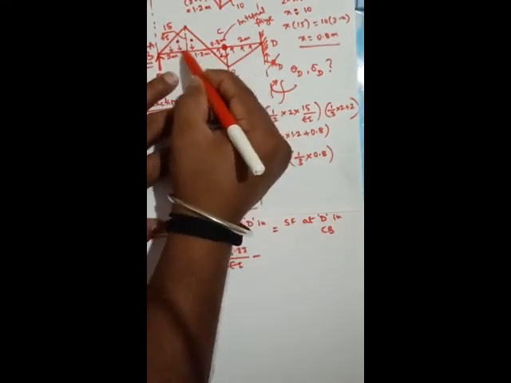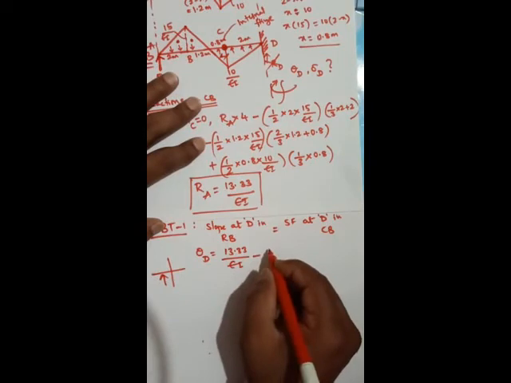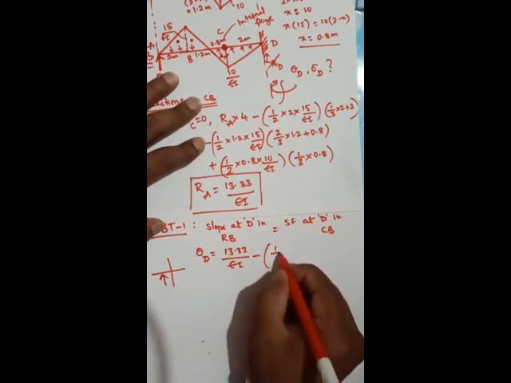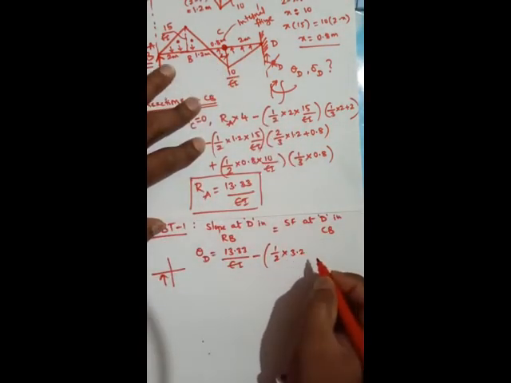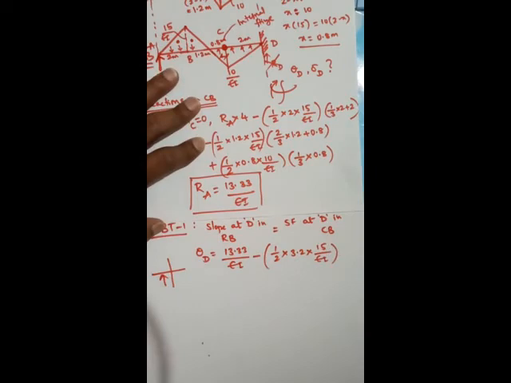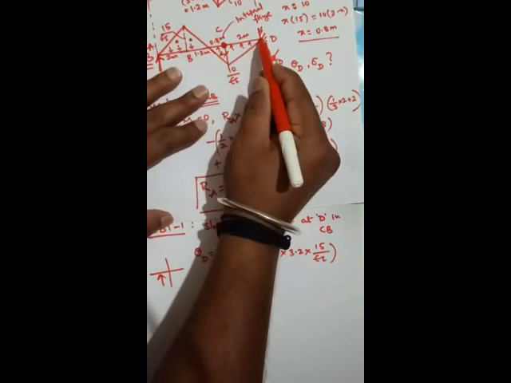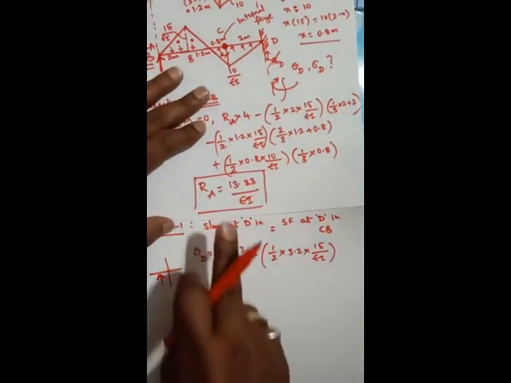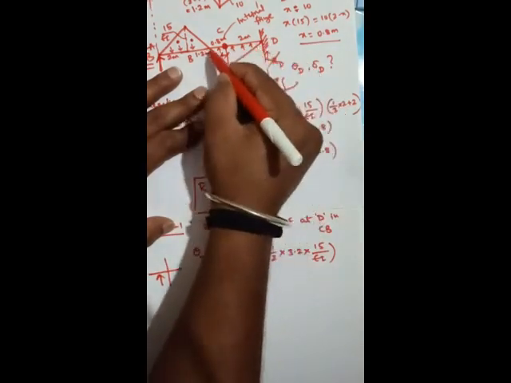So can I write this entire triangle as 1? You know it, half into base into height, so I'll write that directly. Half into base is 3.2, correct? 2 plus 1.2, 3.2. Half into base into height. Height is 15 by EI. So this entire triangle from here to here, I will consider it as 1. It is acting upwards, so it is plus. You are cutting a section, left hand side upward, positive.